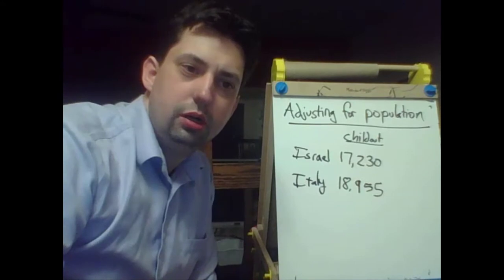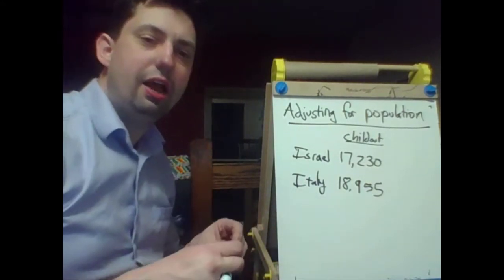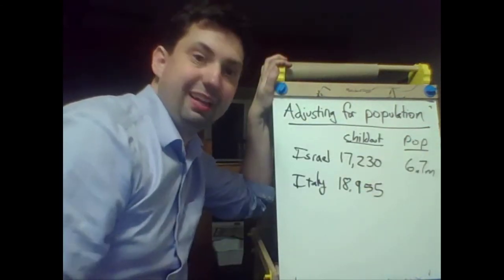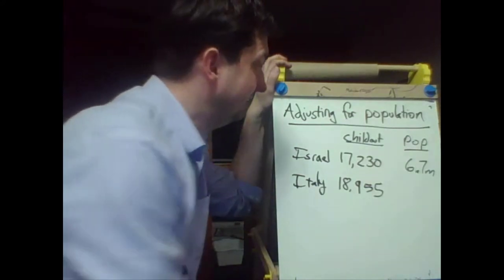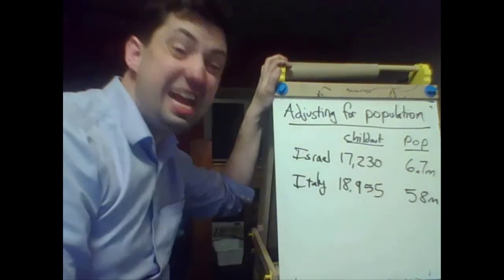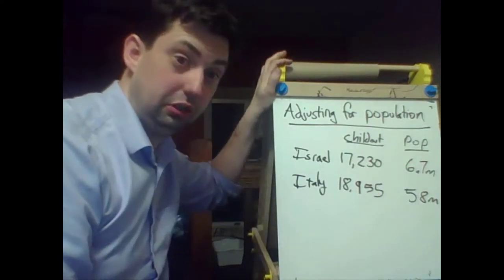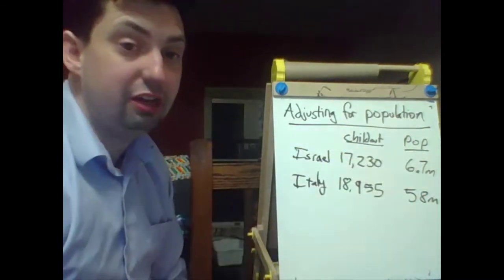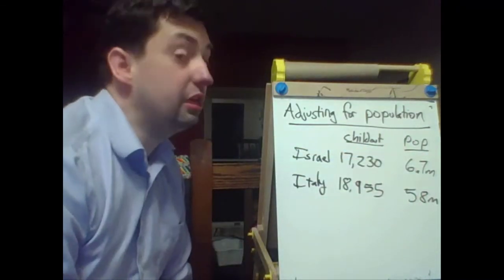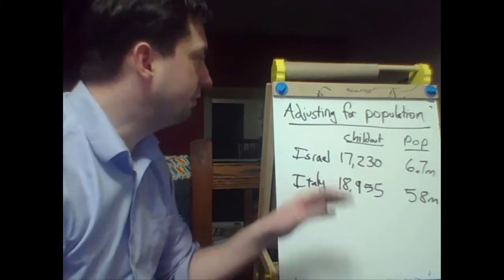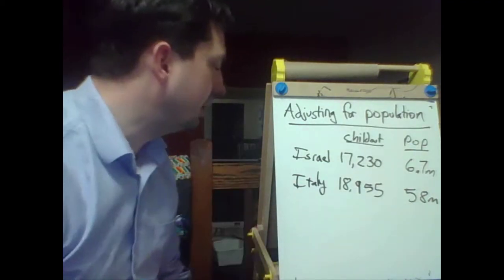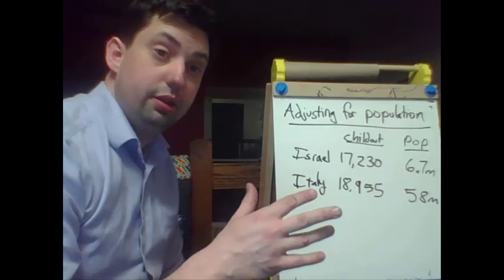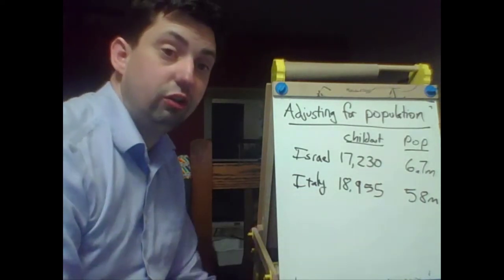It seems so. But keep in mind, Israel has a population of about 6.7 million at the time this data was gathered. Italy has a population of 58 million, much larger. So while they seem like they're similar, when you consider their population, they're in completely different boats. The number of kids out of school, adjusted for population, are going to be vastly different. So it's really important that you adjust for population when it's necessary.